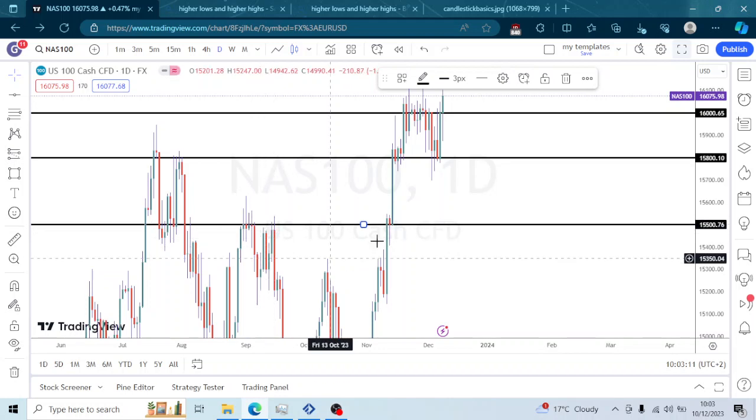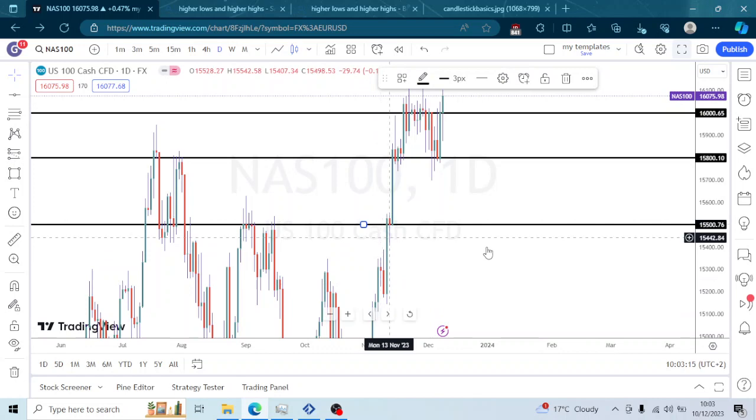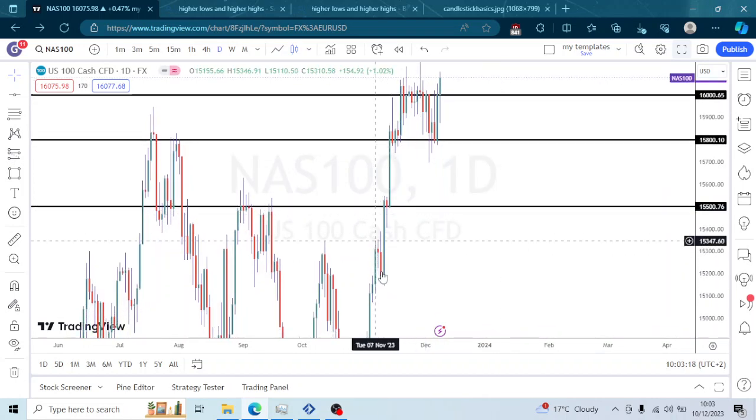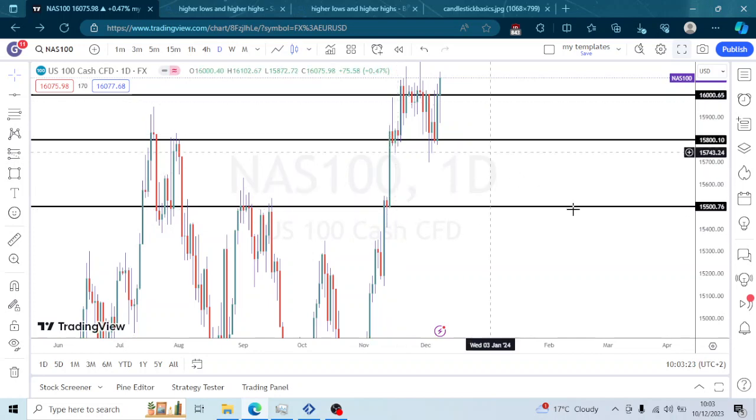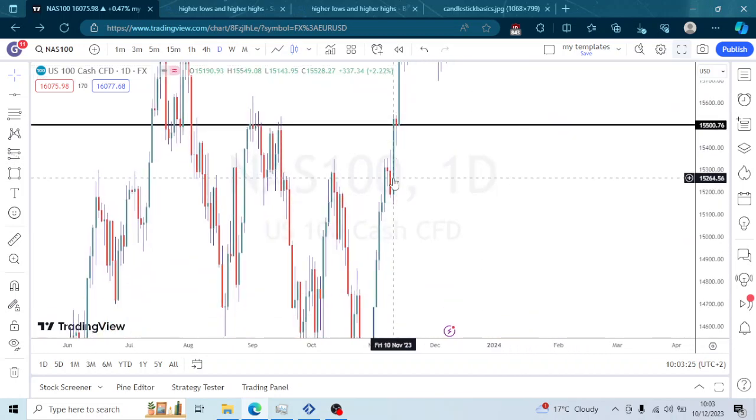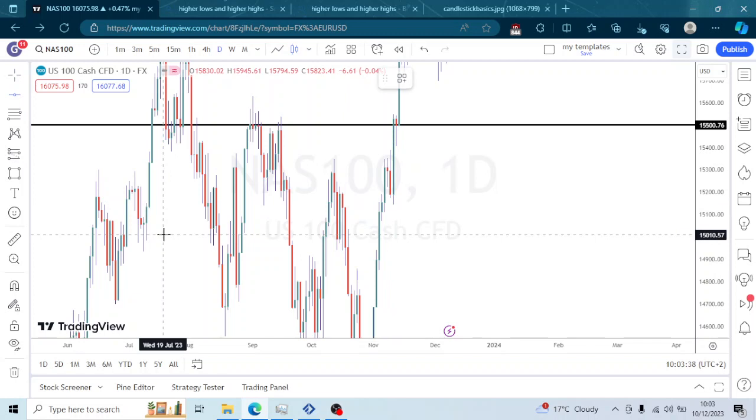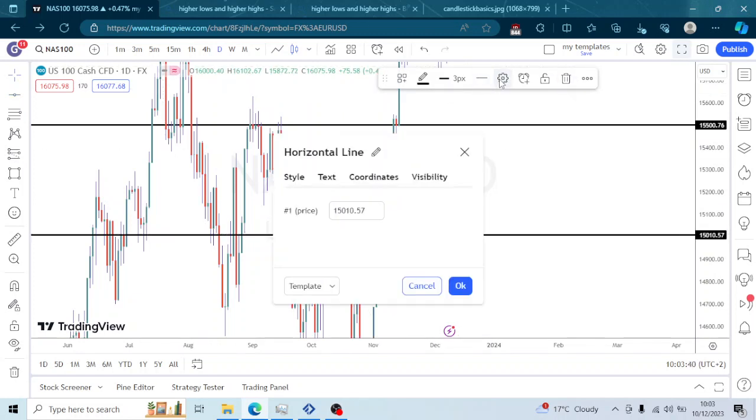15,500, rejection. There was an opportunity to buy right there in a continuation with our pattern. Remember the advanced candlestick patterns, an opportunity to buy after this accumulation distribution, right there. 15,500, right there. 15,300, right there as well. If you continue going down, you'll find more and more. Here it is, 15,000. At the 15,000 level as well.